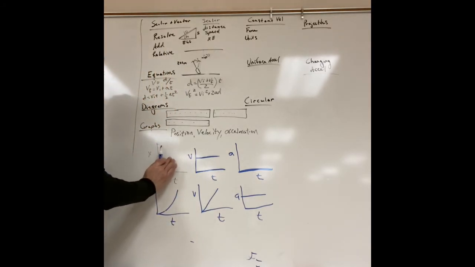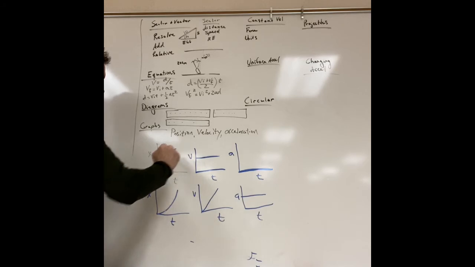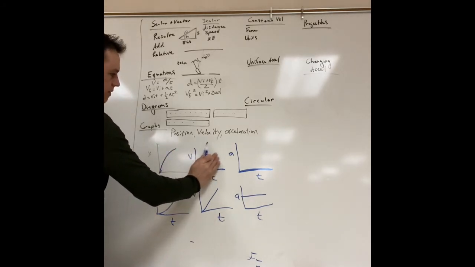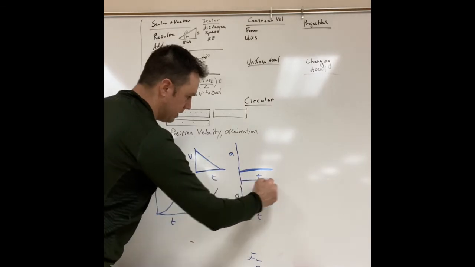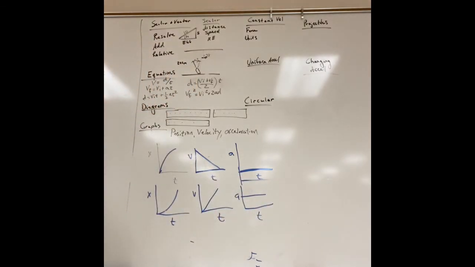What if this was a decreasing slope? Then you would have a decreasing velocity, and you would have a negative acceleration. So these are kind of linked to each other. They help us get the picture of what's happening with our motion.